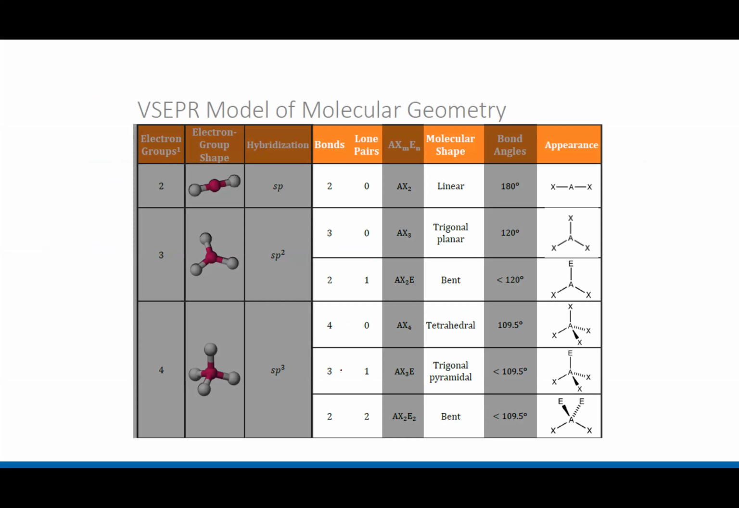So in order to do this, we need to go to the data booklet and use the information in that data booklet. It's around the middle. I can't remember the page number, but it's around the middle of your data booklet. You have this page. And really all we need to know is the bonding and lone pairs. These tell us the name of the shape and the appearance of the shape.